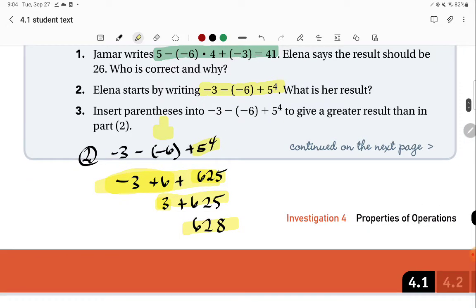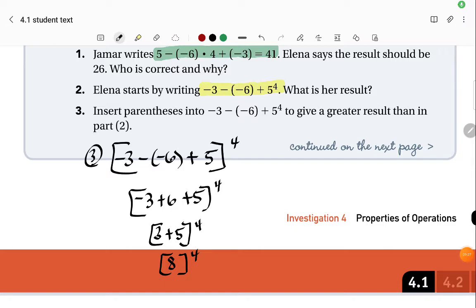All right, and then on the third one it says insert parentheses into negative 3 minus negative 6 plus 5 to the 4th to give a greater result than in part 2. So what can we do to make it even larger than 628? So go ahead and take a minute or two to kind of think about this. You're adding parentheses into here because the parentheses change the order in which you compute things, right? Because wherever you put parentheses, you're going to do what's inside there first before you do anything else. So go ahead and see if you can add some parentheses to make it bigger than 628.